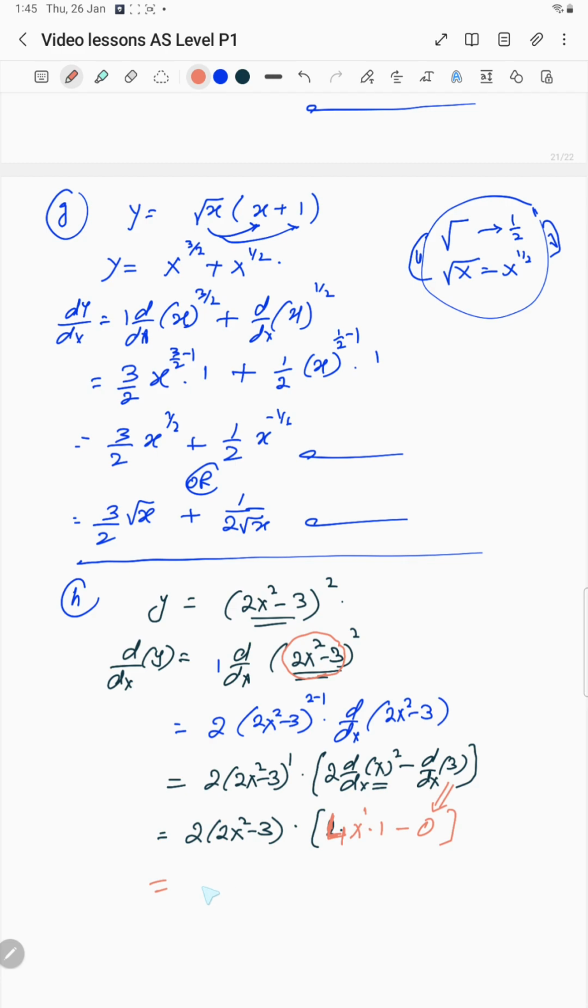Here when you multiply 2x squared minus 3 with 4x, you get 8x into 2x squared minus 3. So after this you can say it is 8x into 2x squared minus 3. This is the final answer.